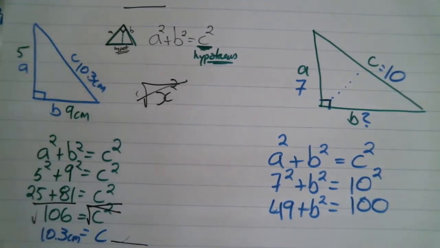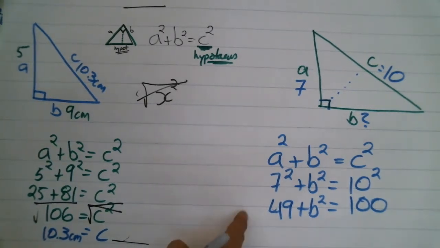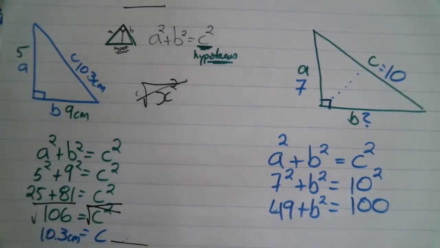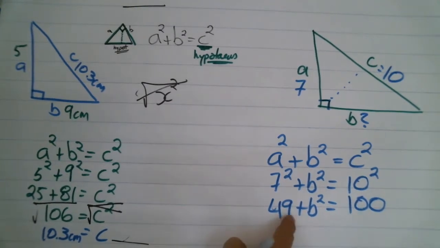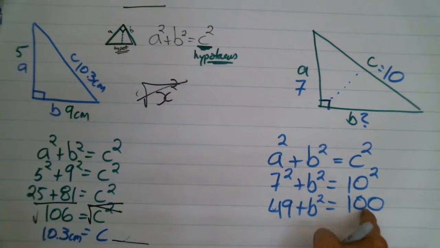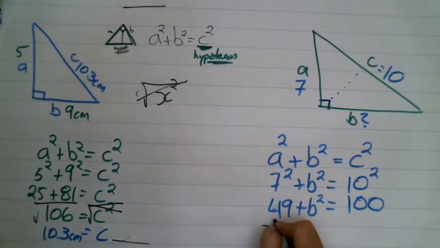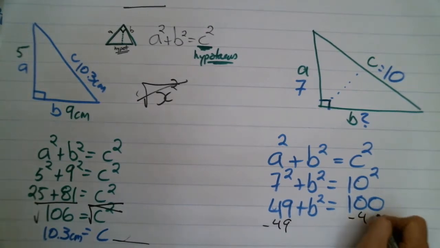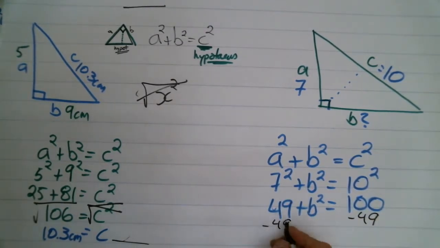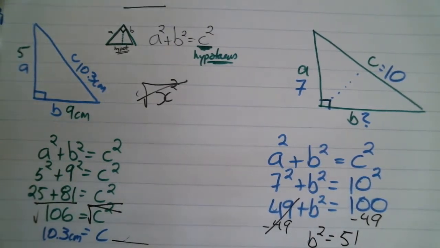Now there's two really quick things as a review from algebra. The first one is to get rid of something from one side, I need to use the opposite operation. So here we're adding 49, so we need to subtract 49. And what I do to one side, I do to the other. We're trying to get b on its own. So here I'm going to minus 49 from both sides. 49 minus 49, that's going to cancel out. I'm now left with b squared equals 51.